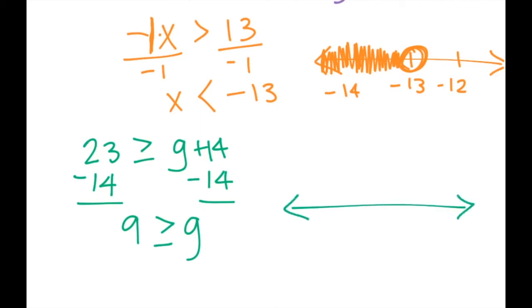So if I graph this, here's 9, there's 10, there's 8. I do have an equals with my inequality, so I can go ahead and shade at 9. 9 is greater than or equal to g. That means g has to be numbers that are smaller than 9. So I'm going to shade to the left of 9 to show numbers that are actually less than 9.